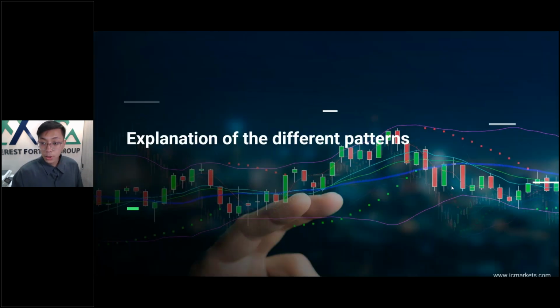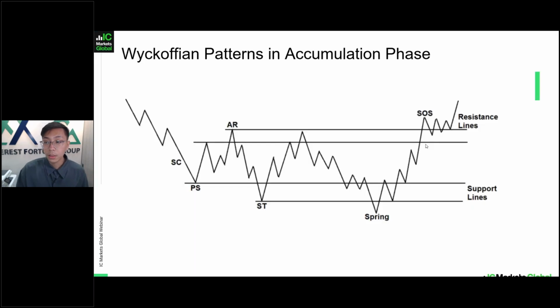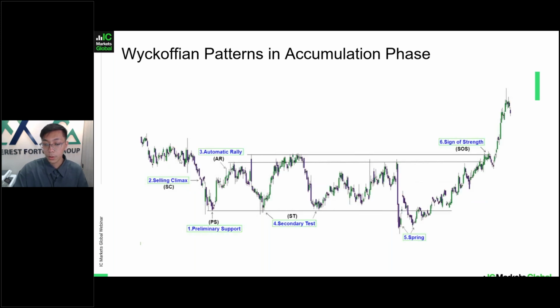All right, so explanation of the different patterns. So this is where it gets a little bit overwhelming because you have to know what each label means. Okay, so Wyckoff patterns in an accumulation phase, right? So this is the overall outlook. Okay, then we have your selling climax. We have your preliminary support. Okay, and then after that we have your automatic rally, and then your secondary test, right?